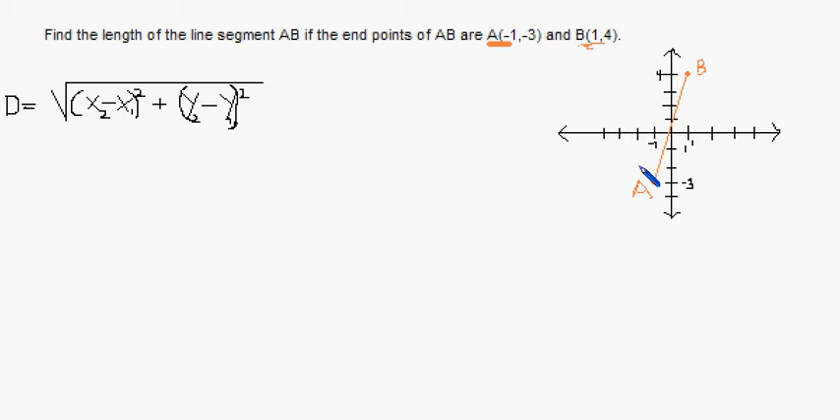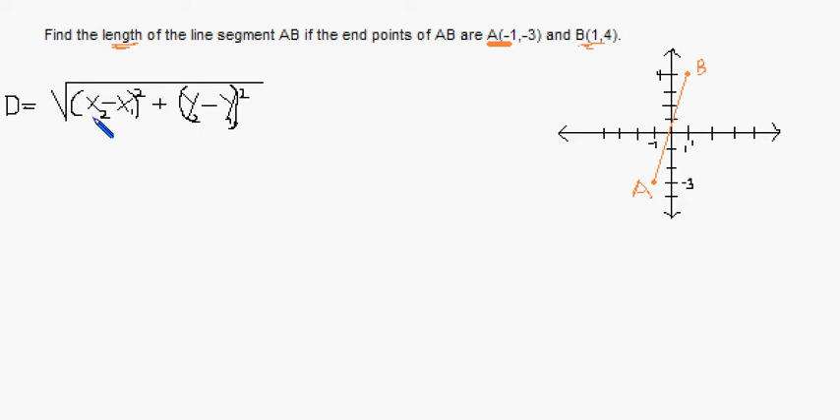Now to find that length, there are two ways of doing it. I'm just going to concentrate on one way, and eventually I'll create another video for the other method. For the first method, we use a formula called the distance formula. Remember that a length is the same as a distance.